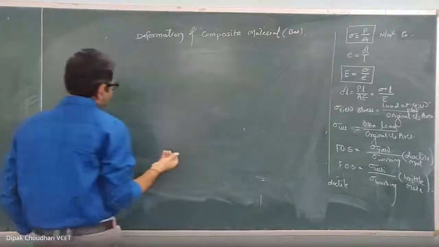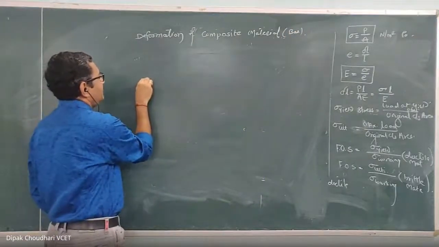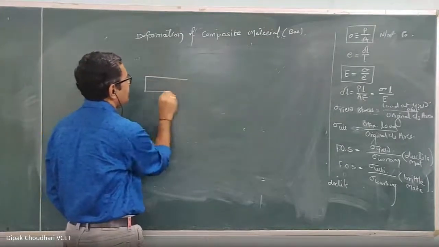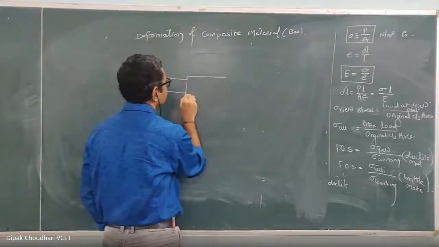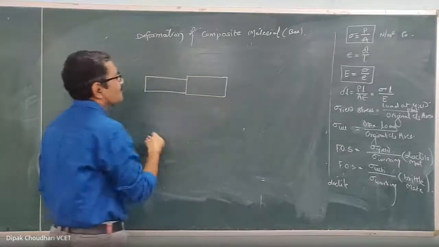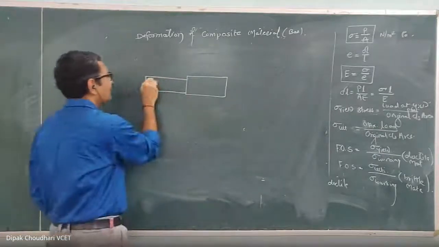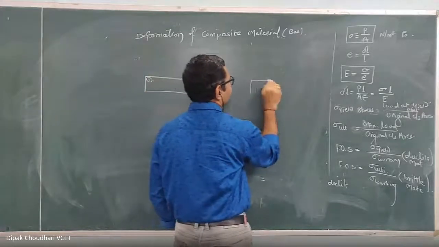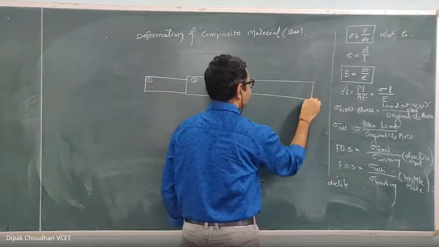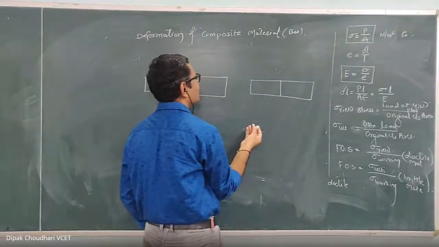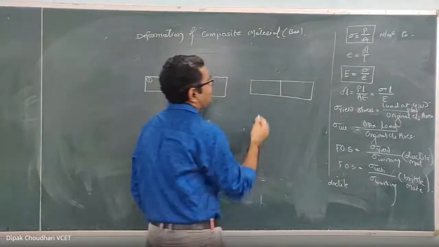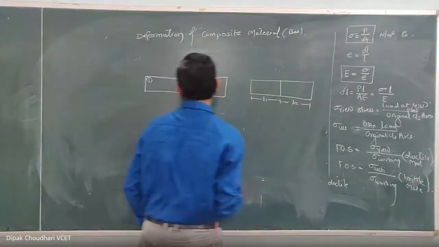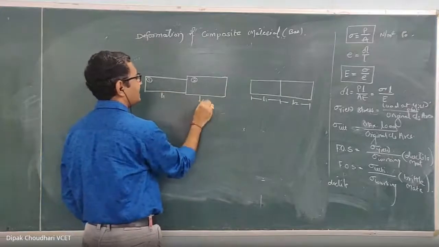Sometimes, there are two different cases here. We can consider the step rod, maybe two or three parts. The material may be the same, may be different. Consider this is part 1, this is part 2. Or another case is a uniform rod with uniform cross-sectional area, maybe of the same material, maybe of a different material. Here, consider this as L1, this as L2. Here also consider this as L1, this as L2.